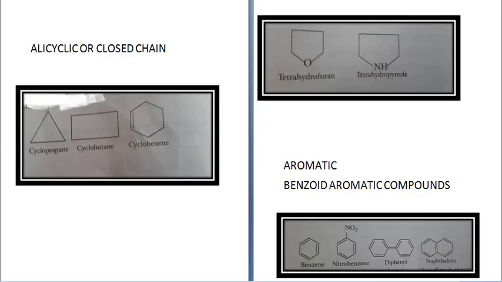First is homocyclic aliphatic compounds, which contain only carbon atoms in the ring. They are known as carbocyclic compounds or homocyclic. Homo means same. So because all the atoms in the ring are carbon, they are homocyclic or carbocyclic. See, cyclopropane, cyclobutane, cyclohexane.